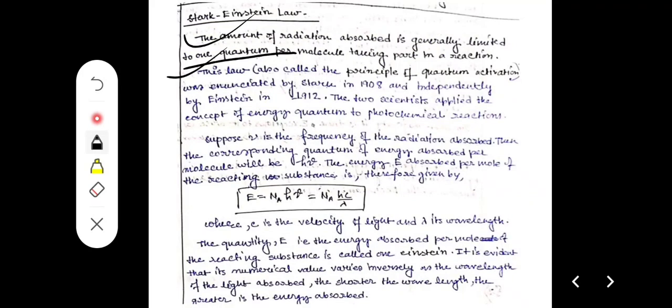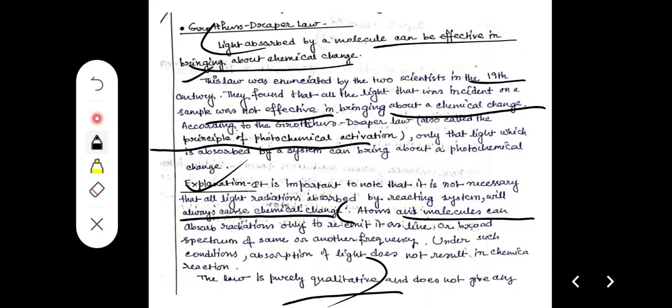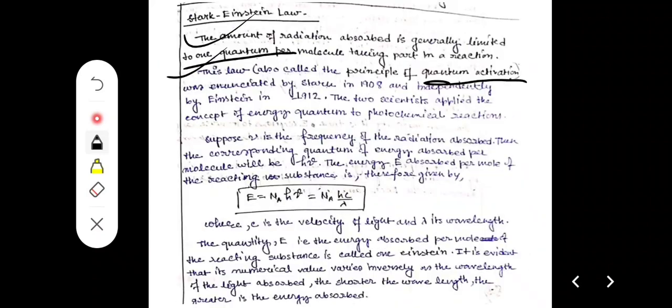The Stark-Einstein law is also called the principle of quantum activation, because it is concerned with quantum. The first one, the Grotthuss-Draper law, is called photochemical activation, concerned with photochemical change. And this law, the Stark-Einstein law, is called quantum activation, because it is concerned with quantum. It was initiated by the great scientists Stark in 1908 and Einstein in 1912. The 2 scientists applied the concept of energy quantum to photochemical reactions.